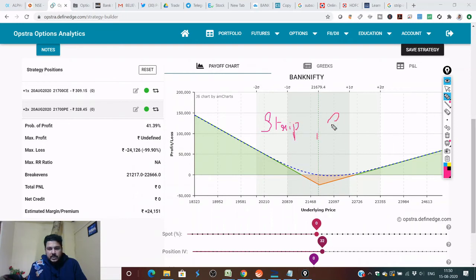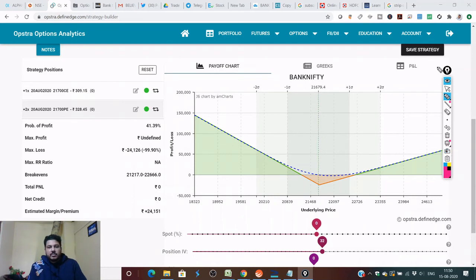So strap and strip. Strap, you have 2 calls and 1 put. Strip, you have 1 call and 2 puts. That is the difference. Okay, so this strategy, when do you want to use it? It can't be used on an intraday basis because intraday you will not make money on this.